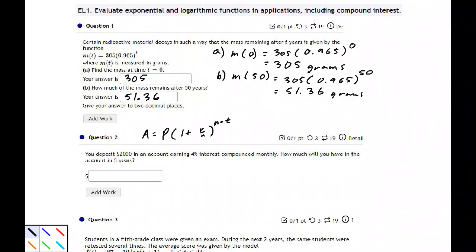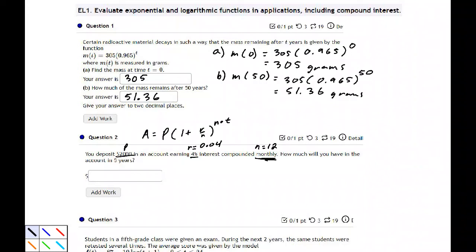Now in this question, the $2,000 being deposited tells us that is P. 4% is our rate, and that'll be 0.04. Remember, we moved the decimal place 2 places to the left. For that, compounded monthly. Monthly indicates that n will be equal to 12. That's the number of times it's compounded a year. So monthly, there are 12 months.